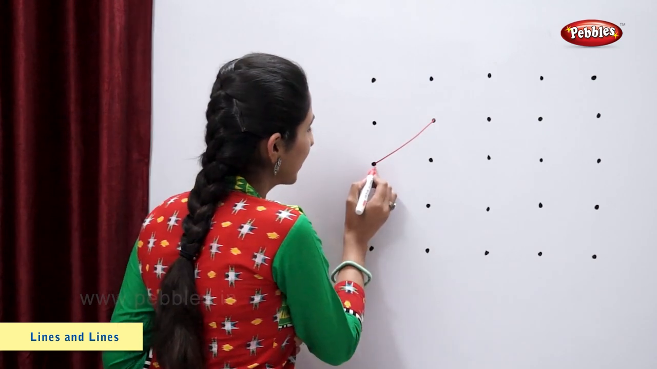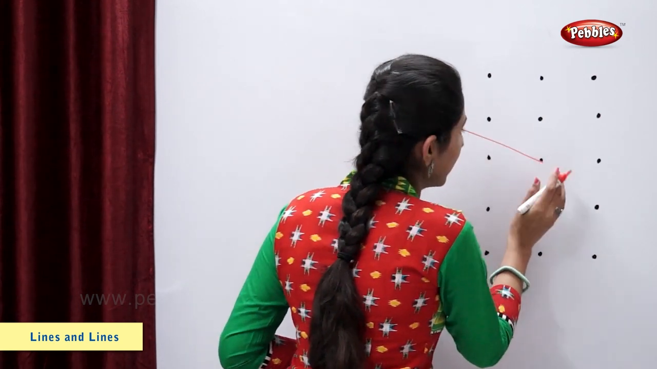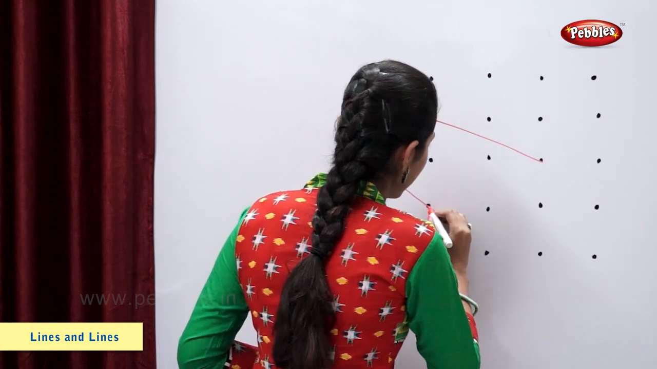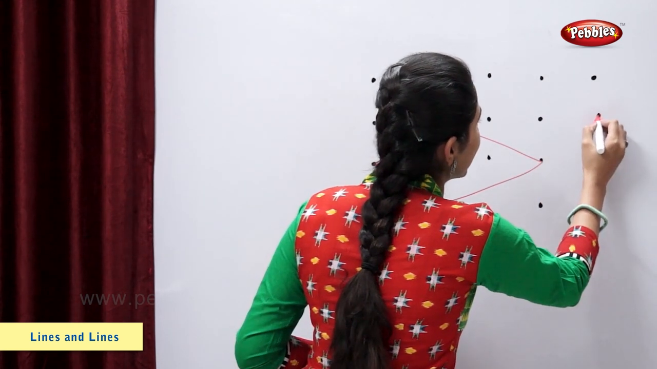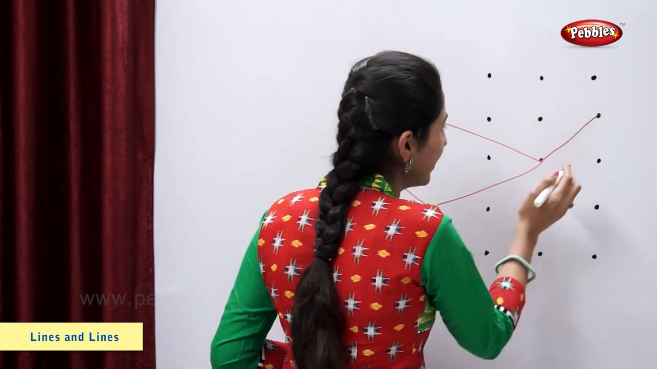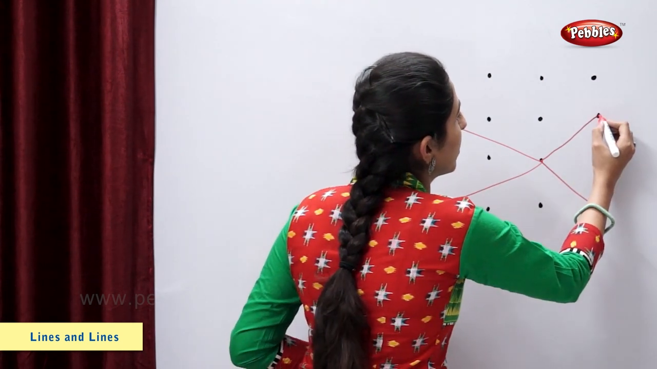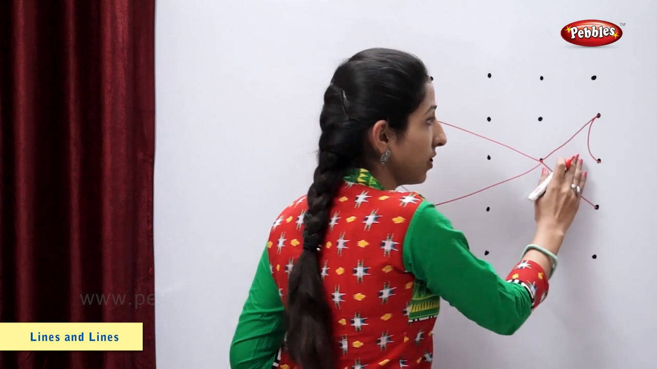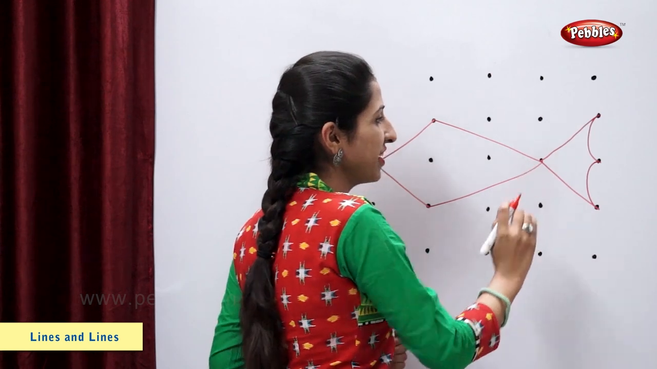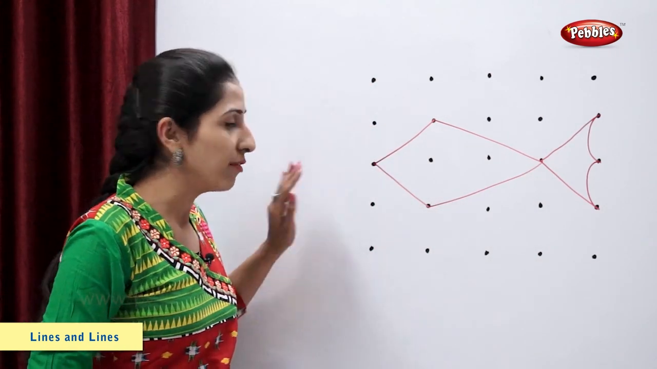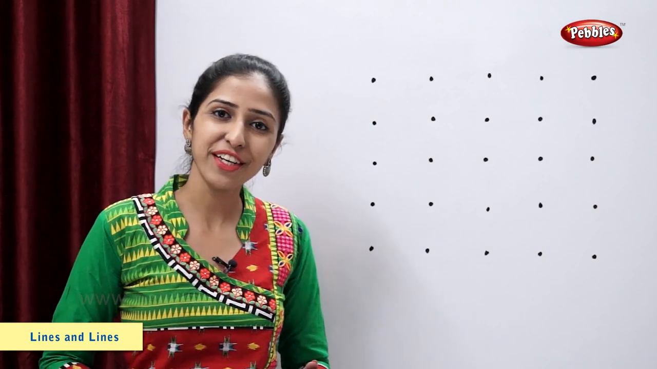Slanting line. Slanting line. Slanting line. Slanting line. Slanting line. One more slanting line. A curve. One more curve. So, we have drawn this fish using the grid. Let's draw a design for Rangoli.